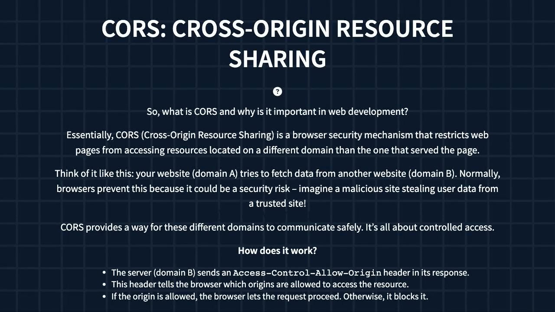Okay, let's talk about CORS. It's a really important security feature in web browsers. Basically, it stops one website from just randomly grabbing data from another website, which could be risky. Think of your homepage domain A trying to get information from a completely different website domain B. Without CORS, the browser would usually block this because it's a potential security hole. But CORS provides a way for those two websites to talk to each other safely. The server sending the data sends an Access-Control-Allow-Origin header, telling the browser exactly which sites are permitted to access that information. It's like giving permission slips. It's how APIs and many modern web apps can work securely together.